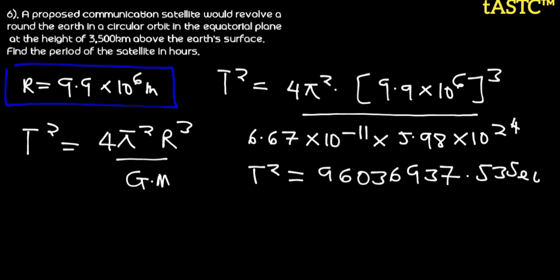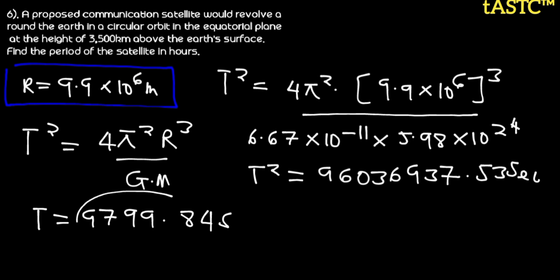So we need to find out what T is going to be. So T is going to be the square root of the answer there. So that will be the square root of 96,036,937.5. Okay. So this gives us 9799.84 approximately. And this obviously is in seconds.